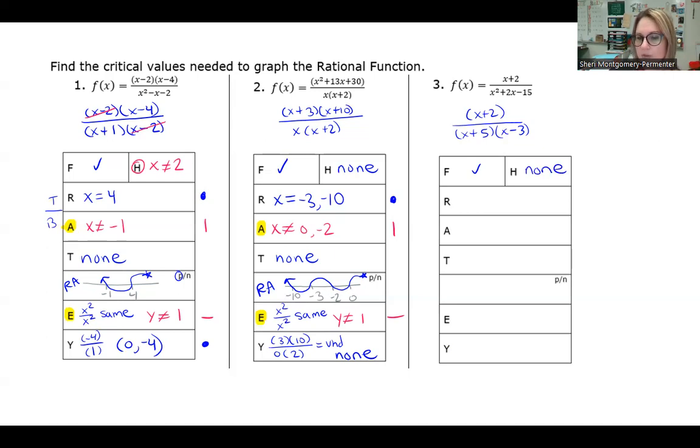Roots. Roots will come from the top. And so what are my x-intercepts or my roots from the top? -2. And we're going to mark them on our graph with a dot. My asymptotes, I'm going to mark with a highlighter. And looking at the bottom, what can x not be? Very good. X cannot be equal to -5 or +3. Are any of those factors squared? No. So there's no togetherness.